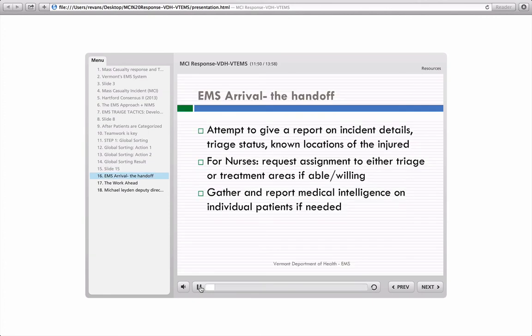As EMS personnel arrive on the emergency scene, it is important to attempt to provide a handoff of critical information. You should attempt to give a report on the incident details as you understand them, an update on any triage activities that have been carried out, such as global sorting, and any known locations of injured individuals. For nurses or healthcare providers operating in the school setting in particular, if they are able and willing, they should offer their assistance and request assignment to either the triage or treatment areas for continuing the work. It's also important for school personnel to gather and report out to EMS providers any medical information about individual patients, for example, medical histories of students or others.